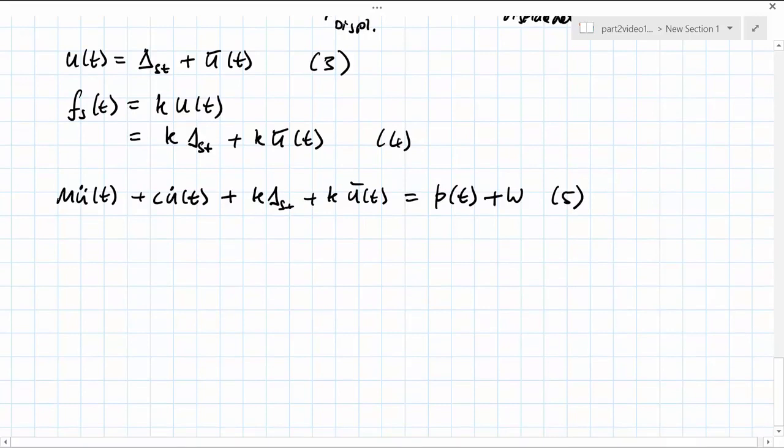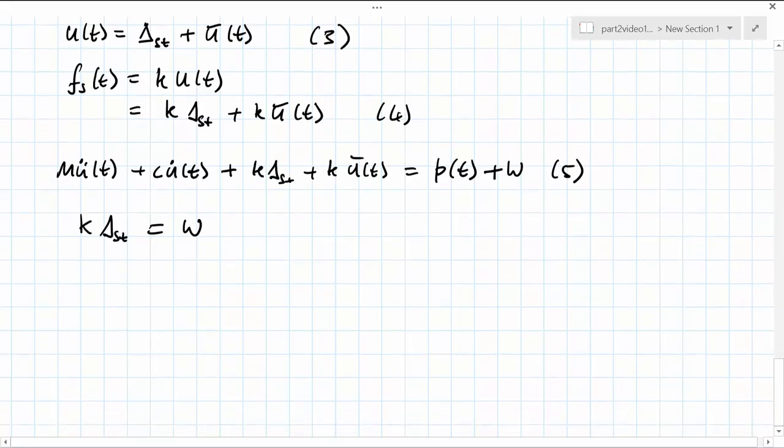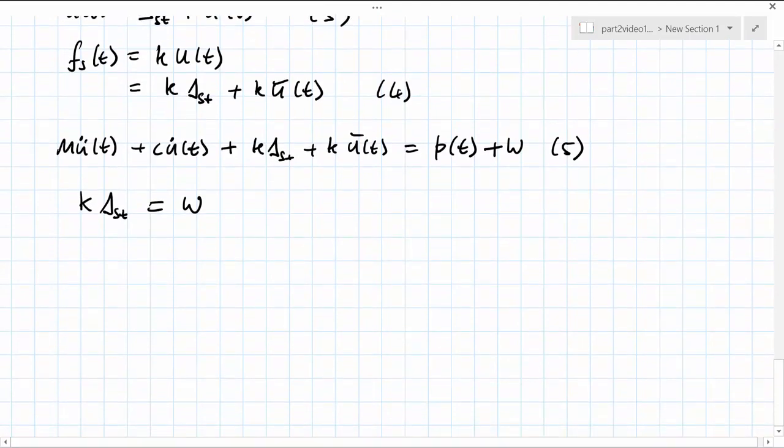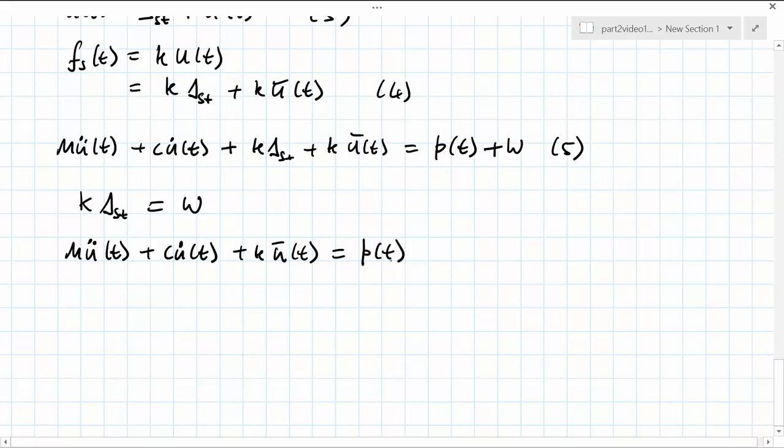Because the gravity force is not time varying, that has to be considered to be a static force. So equating the two, K times delta static is equal to the weight. We can then say that our inertial force plus our damping force plus our static force is equal to p(t), because this term here and this term here by equation 6 cancel out to give equation 7.